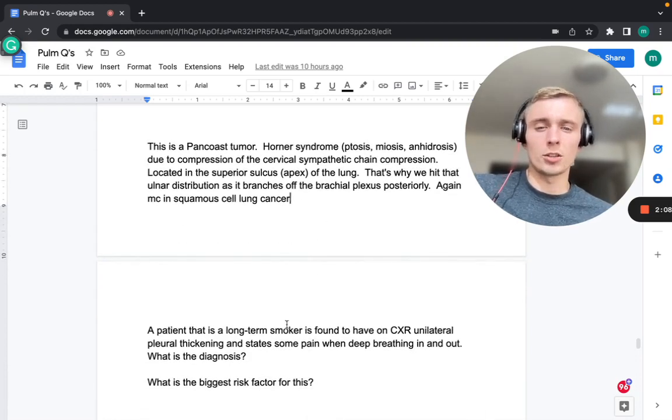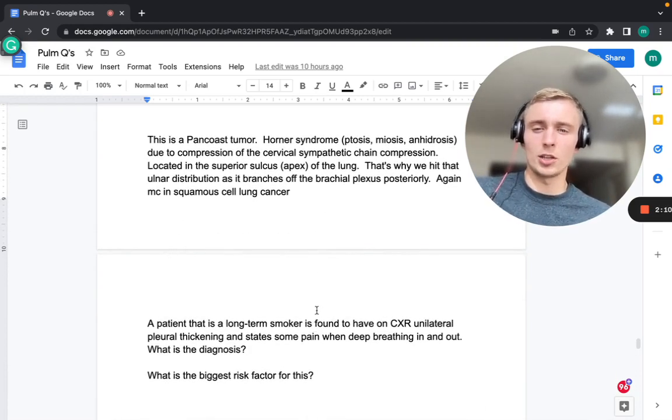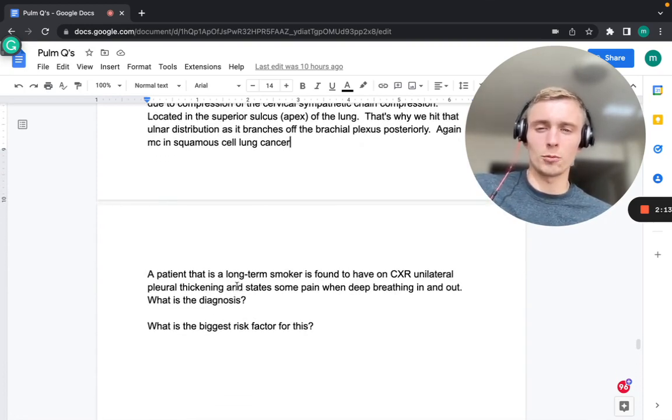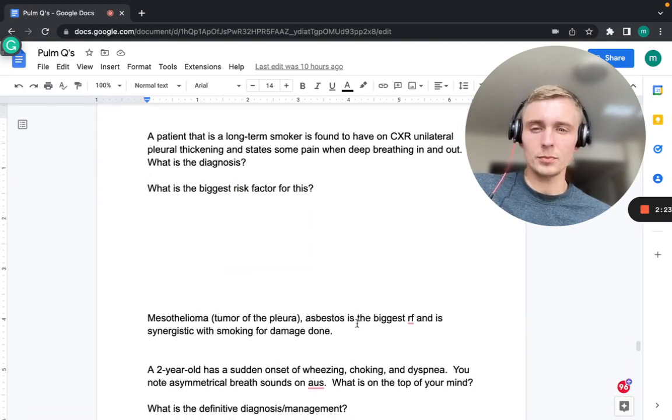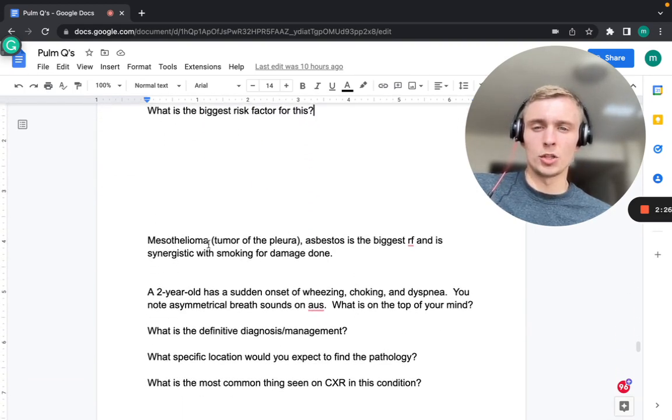Next is a patient who is a long-term smoker and is found to have, on chest x-ray, unilateral pleural thickening, and states some pain when deep breathing in and out. What is this diagnosis? What is the biggest risk factor for this condition? So that's going to be mesothelioma, a tumor of the pleura itself, and asbestos is the biggest risk factor. And remember, it's synergistic with smoking for the damage done. So the synergism between them leads to more damage than either one alone. Again, that's mesothelioma, with pleural plaques or thickening of the unilateral pleura, a tumor of the pleura.